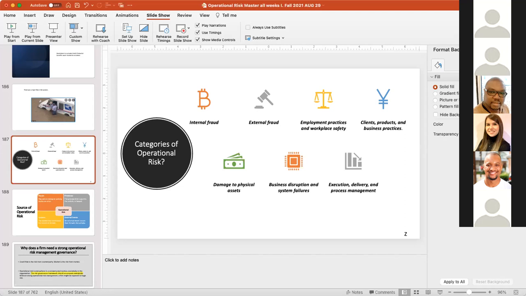Damage to physical assets, no, Citibank was okay. Business disruption and system failures? Nope. So we had the two, clients, products, and business practices, and execution, delivery, and process management. Anybody else think there should be something else? Going once, going twice, three times. Okay, so this is what we have for credit protector. Professor.